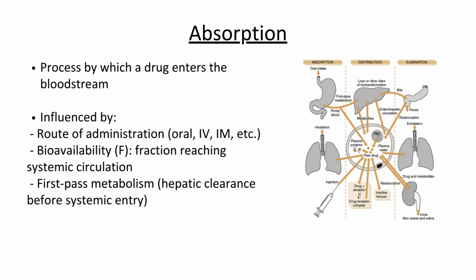Absorption is the process by which a drug enters the bloodstream from its site of administration. It varies by route: oral, IV, IM, subcutaneous. Bioavailability, F, is the fraction of drug reaching systemic circulation in active form. IV drugs have 100% bioavailability, while oral drugs have reduced F due to first-pass liver metabolism and GI absorption limits. This impacts dosing decisions. Drugs with low F or long half-lives often need loading doses to achieve therapeutic levels faster.